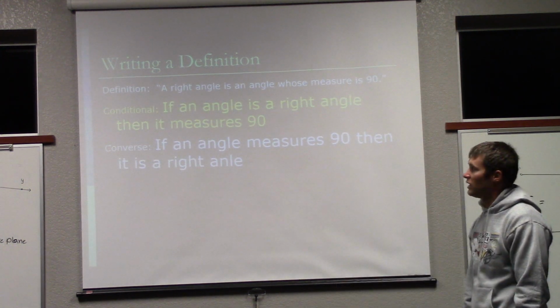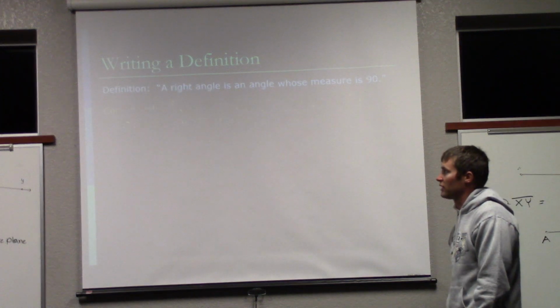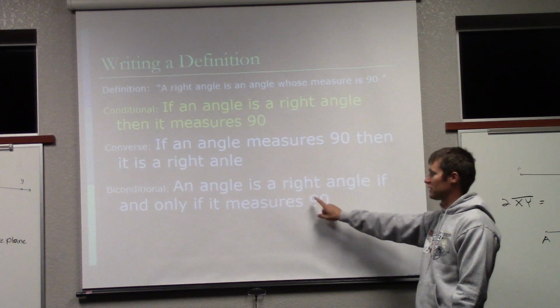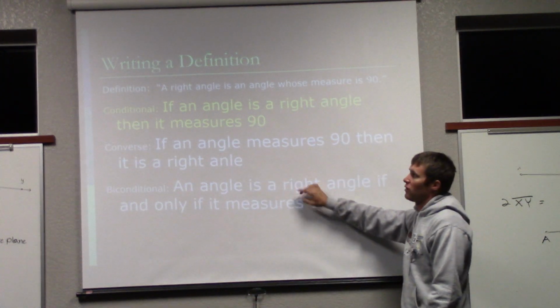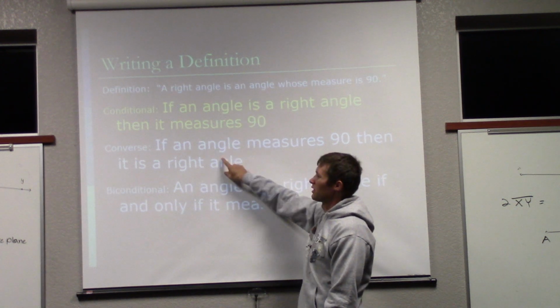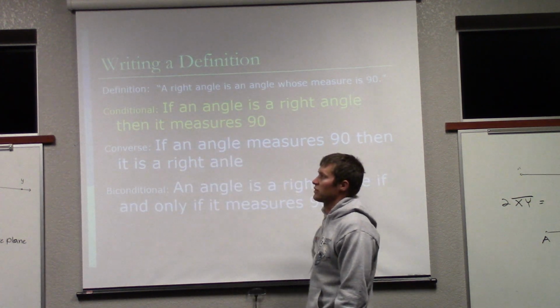An angle is a right angle if and only if its measure is 90 degrees. This biconditional always starts from your condition. Don't start it from your converse, but start from your condition.